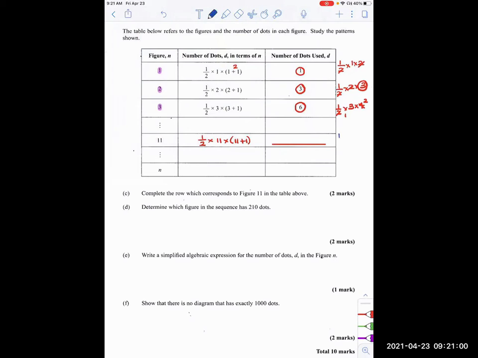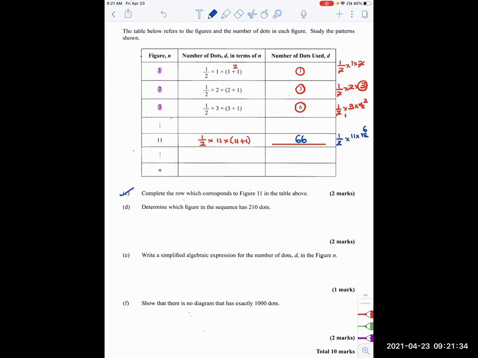Okay, so here we're supposed to have a half multiplied by 11, and 11 plus 1 is 12. So 2 could go into 12 6 times. 11 by 6, 66. All right. So we have done part C. Determine which figure has 210 dots.